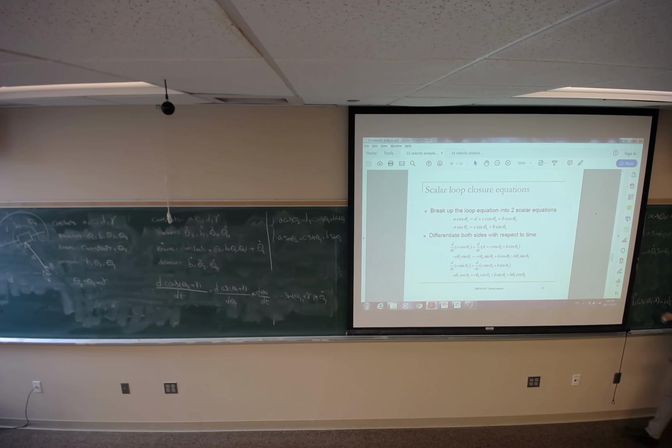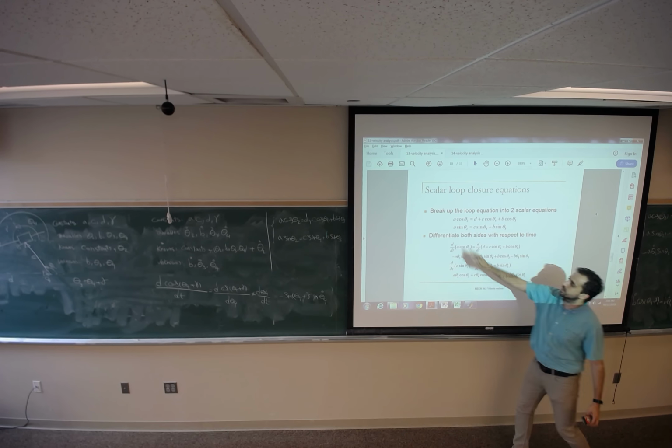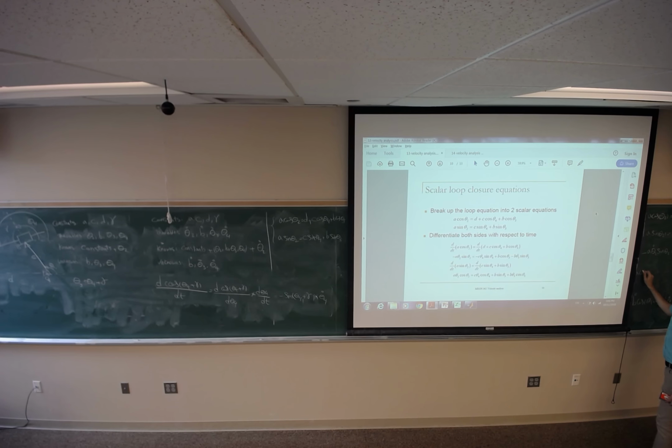Second equation. If you differentiate this with respect to time, you will get A omega 2 cosine of theta 2 equals C omega 4 cosine of theta 4 plus, B is varying, so its derivative is B dot sine of theta 4 plus gamma. Theta 4 is varying, so plus B theta dot 4 cosine of theta 4 plus gamma.